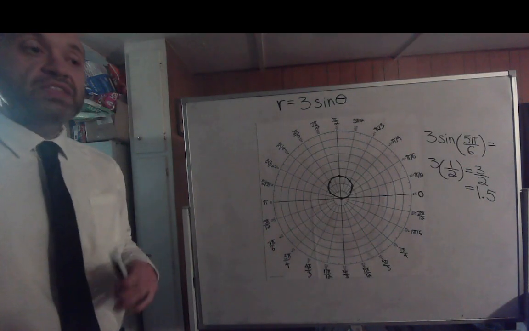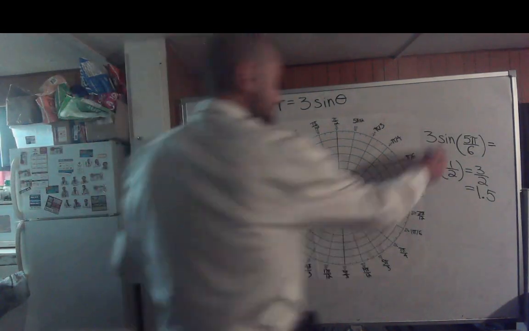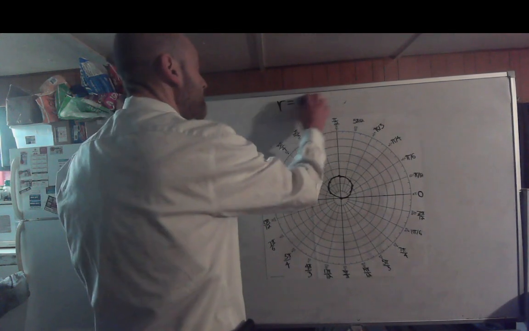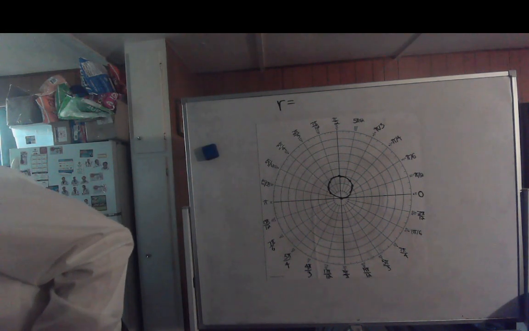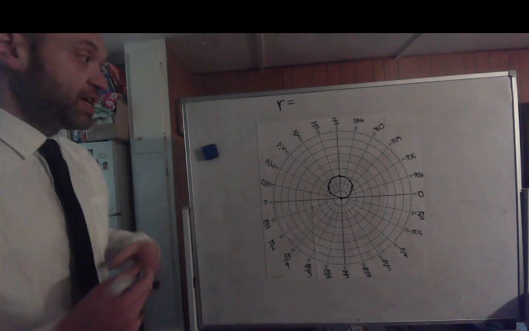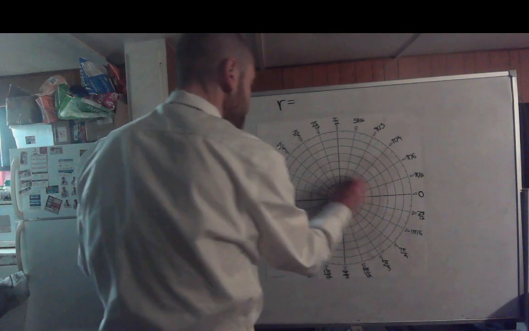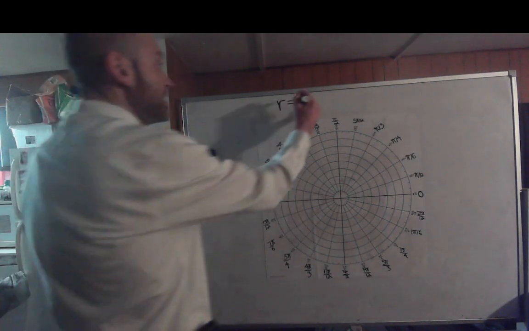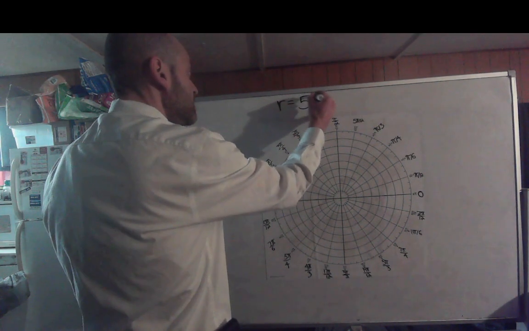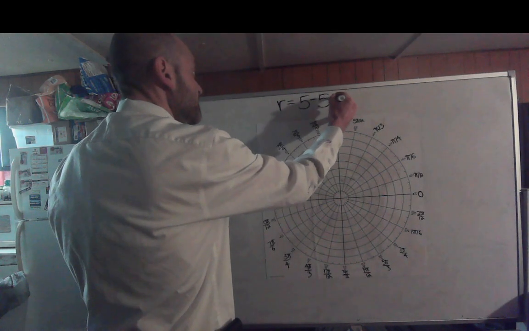Alright, I think we have had enough of circles. Let's get into some really fun shapes here. Now this is going to change it a bit. What if I did 5 minus 5 sine of theta?